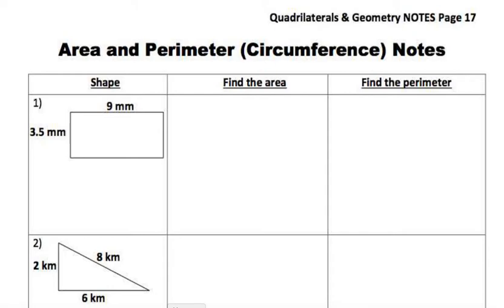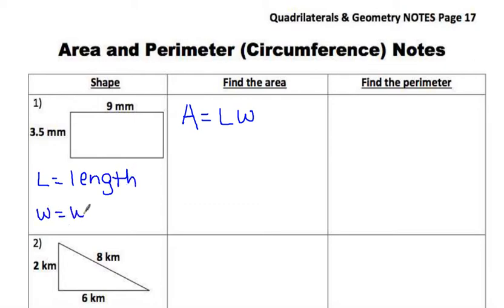In this video, we will be reviewing how to find the area and perimeter or circumference of shapes. So our first shape is a rectangle, and if you look at your formula sheet, the formula for a rectangle is area equals LW, and the L stands for length, and the W stands for width. So we need the area equals the length times the width.